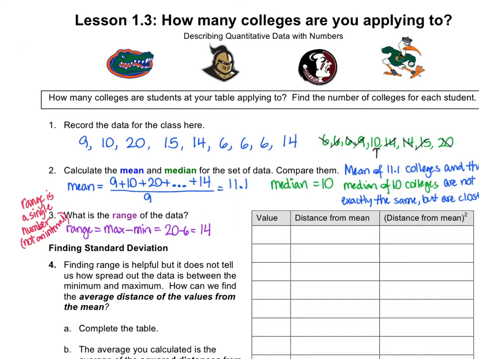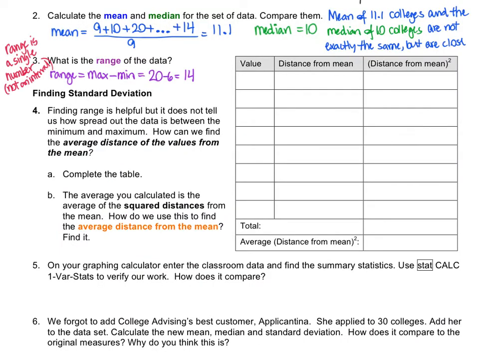Now let's move on. In number 4, we're taking a look at something different. It's labeled finding standard deviation, and it says, finding range is helpful, but it does not tell us how spread out the data is between the minimum and maximum. That means on the inside of those 2 extreme values. How can we find the average distance of the values from the mean? Instruction 4A says complete the table.